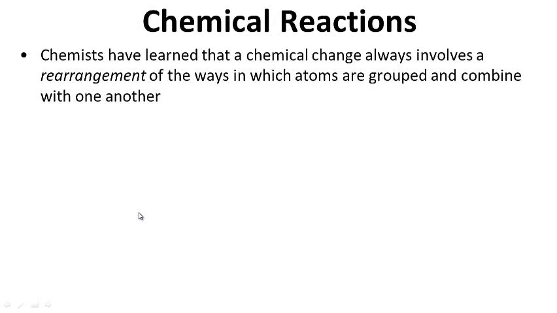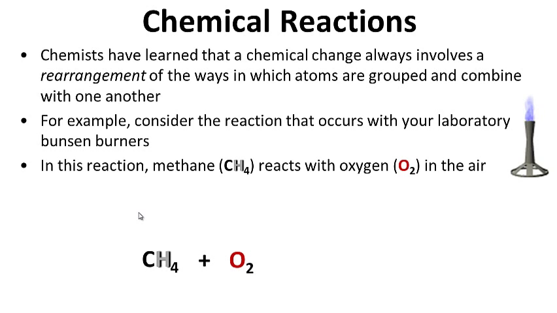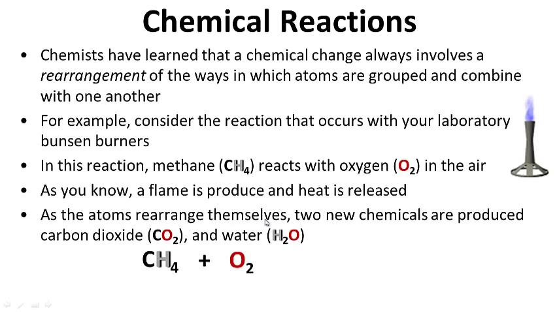All right, so chemical reactions. Chemists have learned that a chemical change always involves a rearrangement of the ways in which atoms are grouped and combined with one another. For example, consider the reaction that occurs with your laboratory Bunsen burners. In this reaction, methane here reacts with oxygen in the air. As you know, a flame is produced and heat is released. As the atoms rearrange themselves, two new chemicals are produced, carbon dioxide and water.